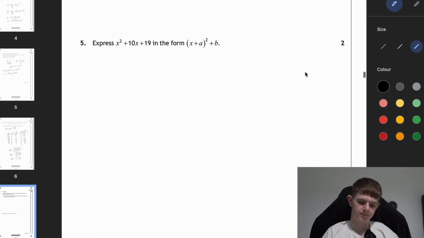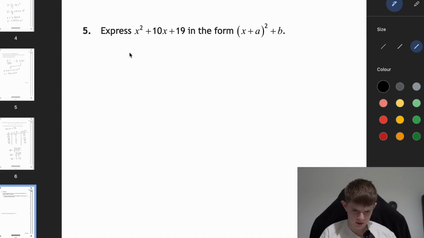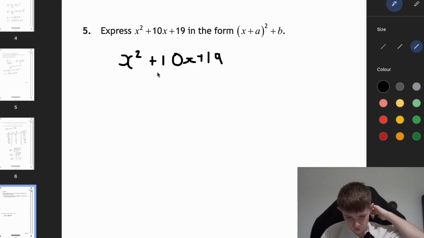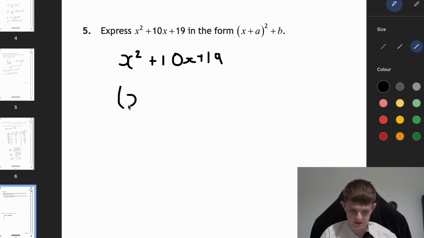Question number 5. So this one is, we are trying to make this equation here in the form of this there. How we do this? So I'm going to just write out what I see again. So x squared, add 10x, add 19. Then going to whack brackets round the x's. So it's going to be bracket x squared, add 10x, close the bracket, add 19.